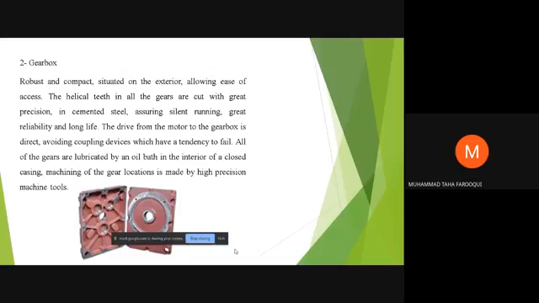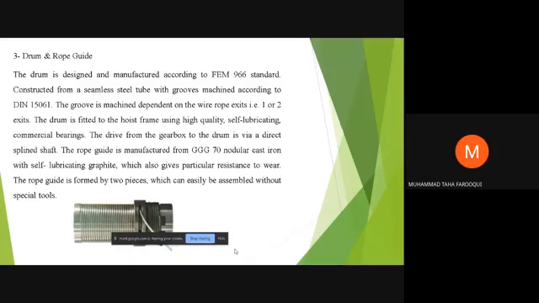All of the gears should be lubricated by an oil bath in the interior of the closed casing. Machining of the gear location is made by high precision machining tools. Number three is the drum and rope guide. The drum is designed and manufactured according to FEM 9.661 standards. The majority of wire rope problems occur during installation, when the rope is at its greatest risk of being damaged. Proper installation procedures are vital in the protection and performance of wire rope.